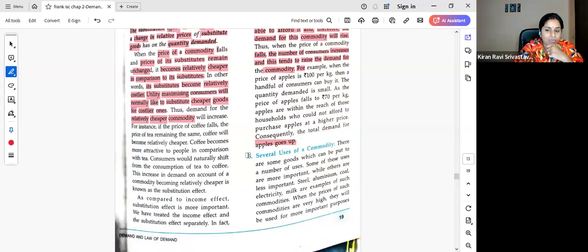And then the last one is several uses of commodity. Then there are some goods which can be put to a number of uses. Now, in types of demand, we did one type of good. Can you just tell me what is the name of that good? Under types of demand, we had one keyword: goods which have multiple uses are called dash.